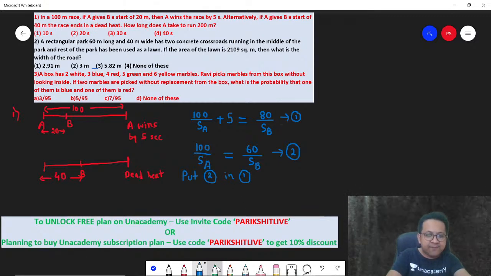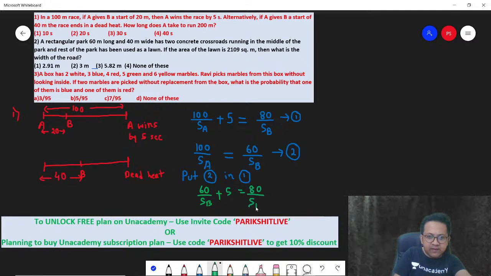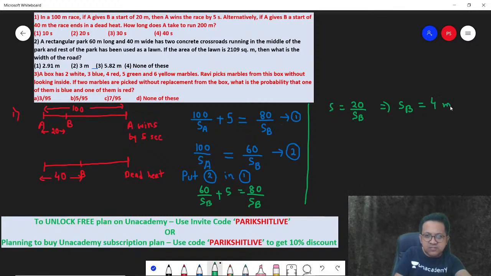100 by SA in equation 1 can now be replaced by 60 by SB. So 60 by SB plus 5 is equal to 80 by SB. Correct? So 5 is equal to 80 minus 60, 20, divided by speed of B, which implies speed of B is equal to 4 meters per second.